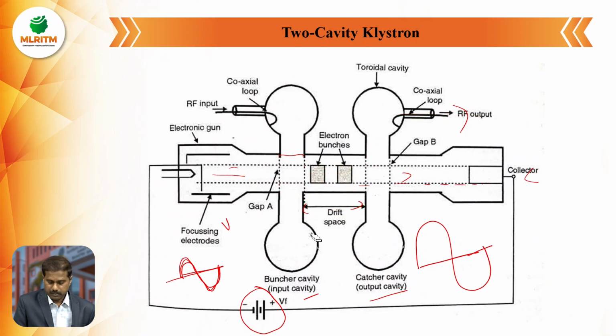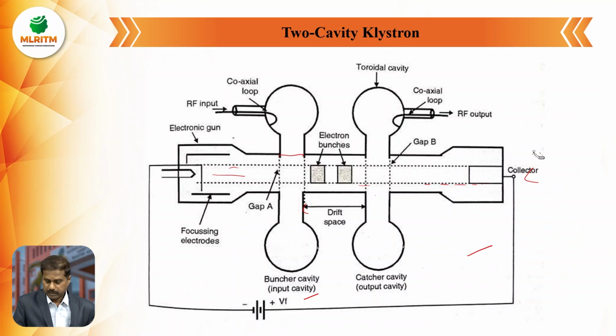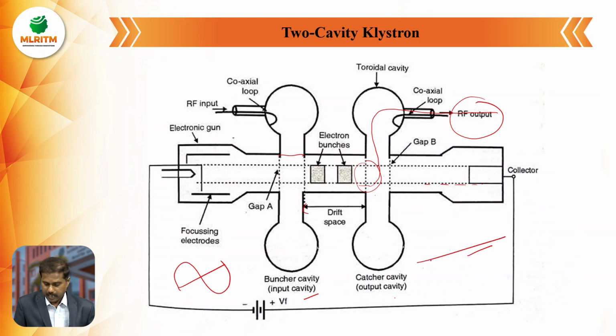So this is an overall summary: we have a two-cavity klystron with two cavities, one buncher cavity and one catcher cavity. The electron gun continuously produces a current, the RF signal affects it and electron bunches are formed, and all these electron bunches come out from the second cavity, the catcher, as the RF output. Here the velocity modulation happens from gap A to gap B. So this is about the two-cavity klystron.